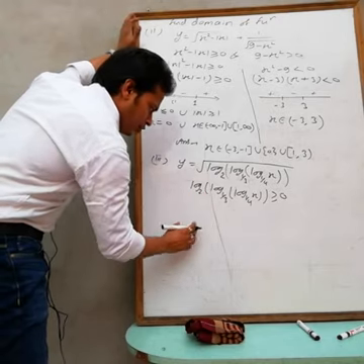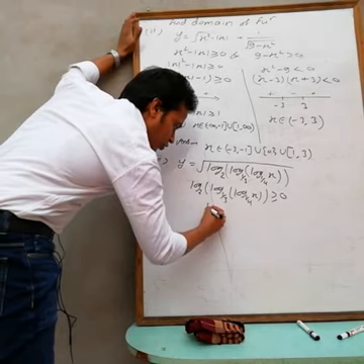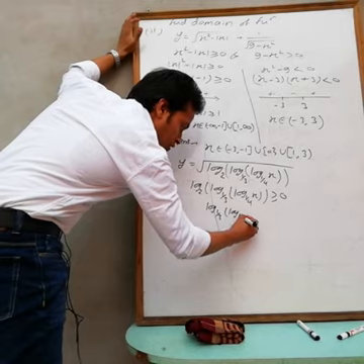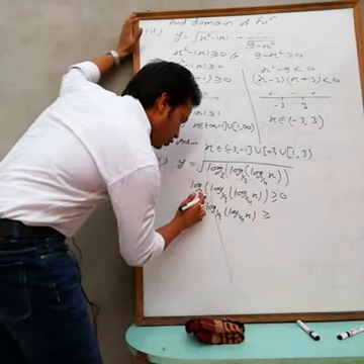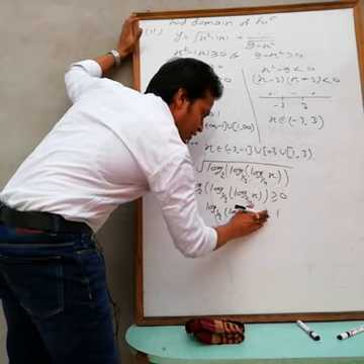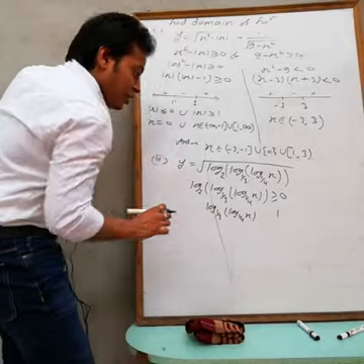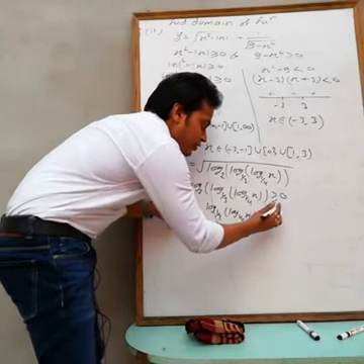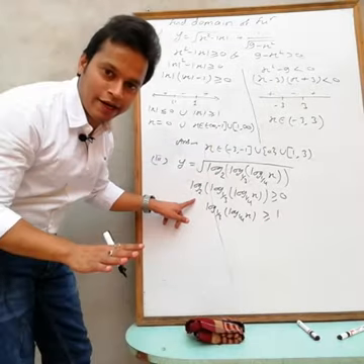Now take anti-log. If you take anti-log, here the base is 2, then what are we getting? We are getting log 1 by 3 log 1 by 4 x greater than or equal to 2 power 0, which is 1. Now see, here the base is greater than 1. If the base is greater than 1, then the sign of inequality remains the same when you take anti-log.